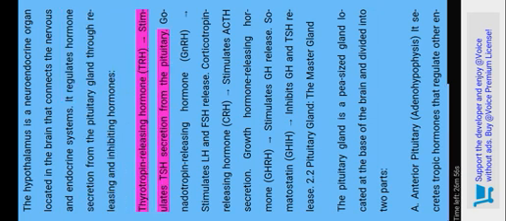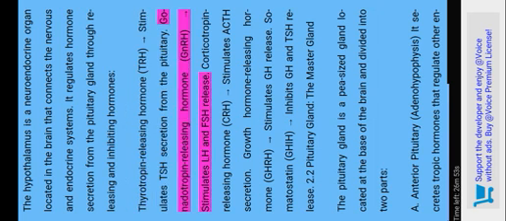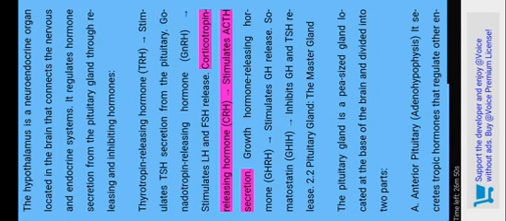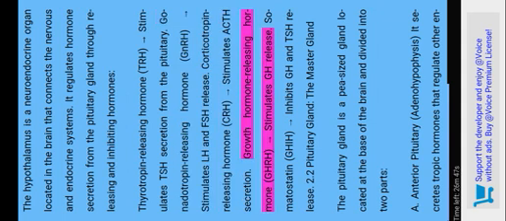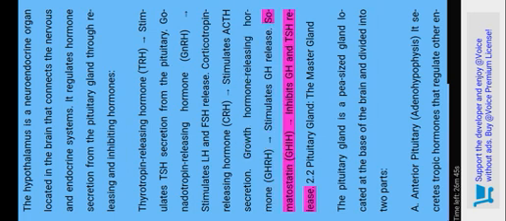Thyrotropin-releasing hormone, TRH, stimulates TSH secretion from the pituitary. Gonadotropin-releasing hormone, GnRH, stimulates LH and FSH release. Corticotropin-releasing hormone, CRH, stimulates ACTH secretion. Growth hormone-releasing hormone, GHRH, stimulates GH release. Somatostatin, GHIH, inhibits GH and TSH release.